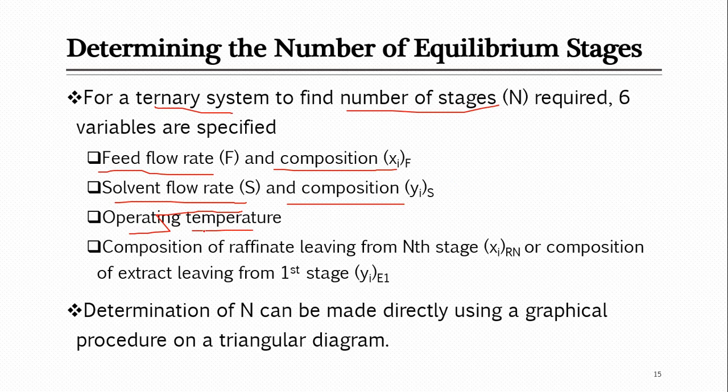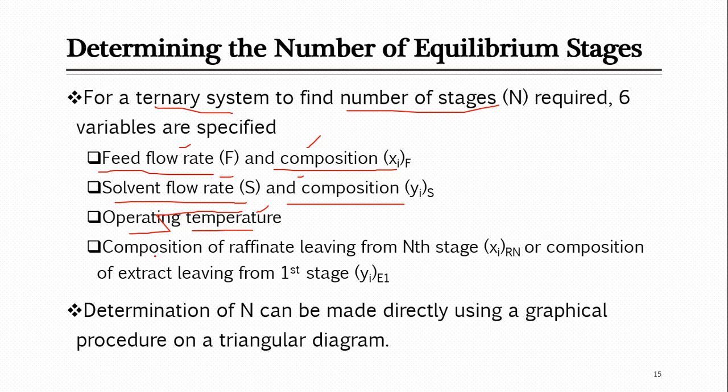When the operating temperature is known, you can easily find the data for the system. As we discussed, liquid extraction system data is usually experimental and obtained in the lab, so you can perform some preliminary experiments to find that data. Up to here, this is 1 point, second, third, fourth, fifth, these are the 5 variables up to temperature.